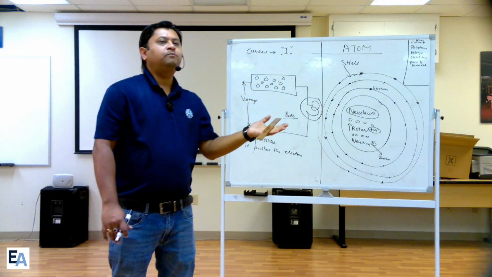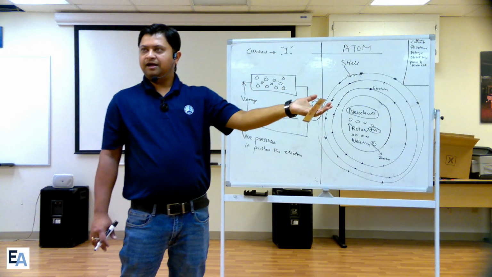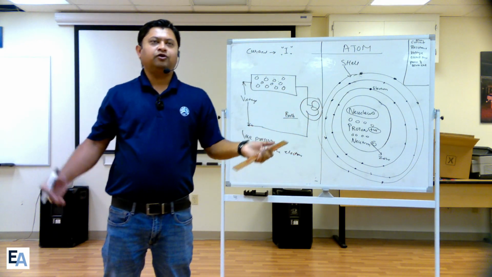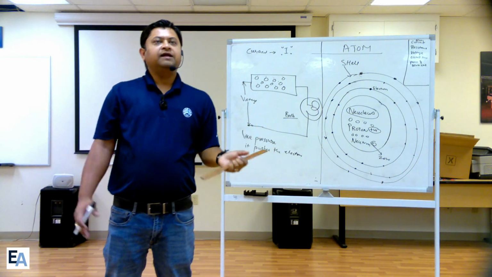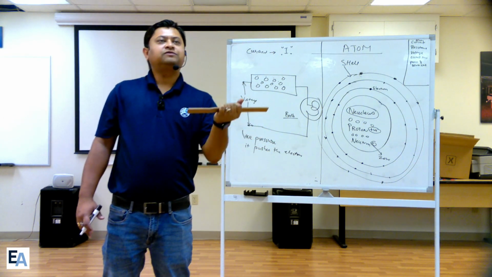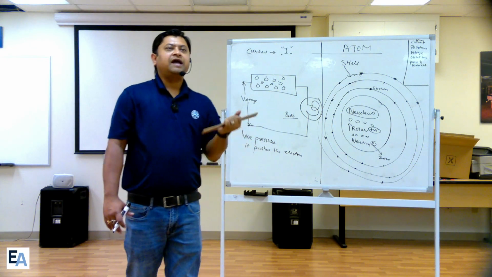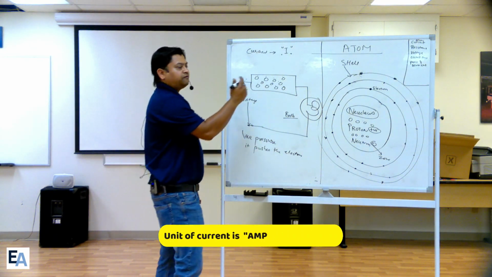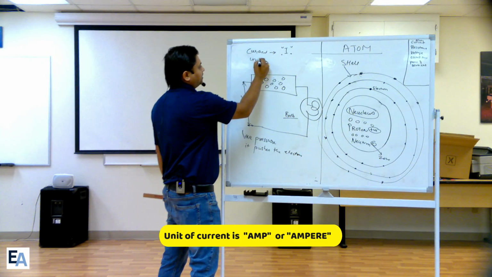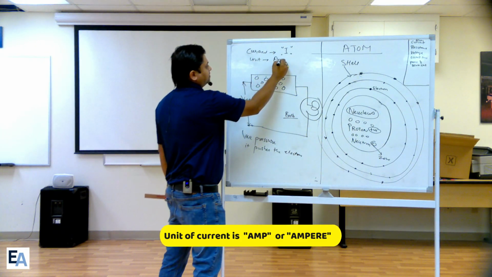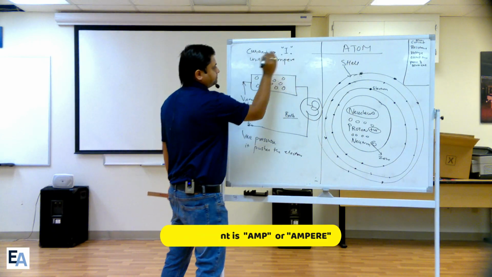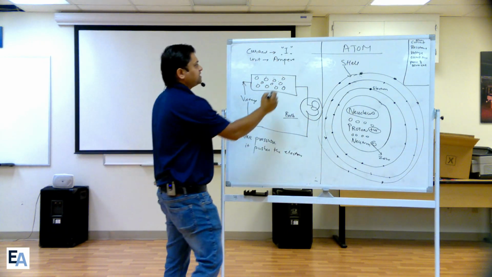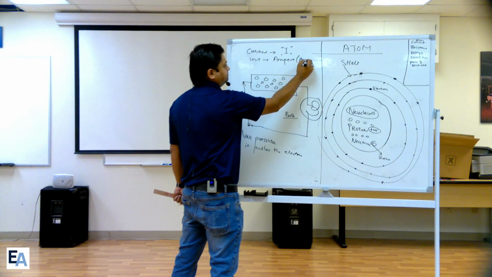Similarly, if I say how much current is flowing, how do I know? I cannot say that 5 is flowing or 25 is flowing or 50 is flowing. There has to be some unit, right? So that's why we say how many amps are flowing, ampere. So the unit of current is ampere, A-M-P-E-R-E. People generally say amps, A-M-P-S.